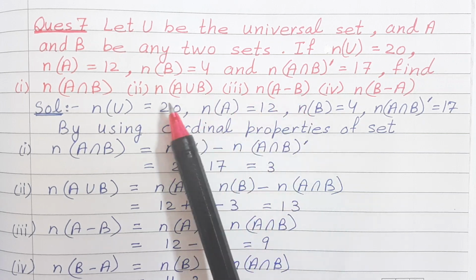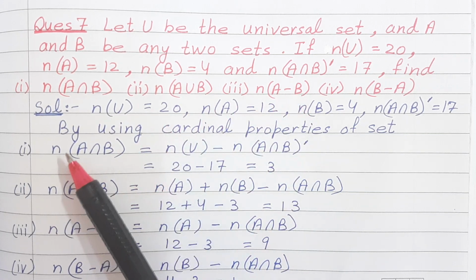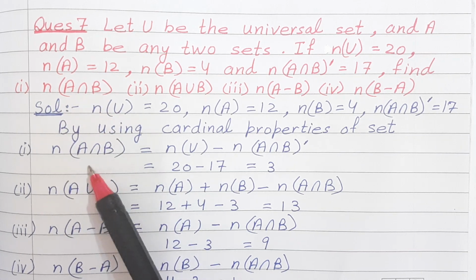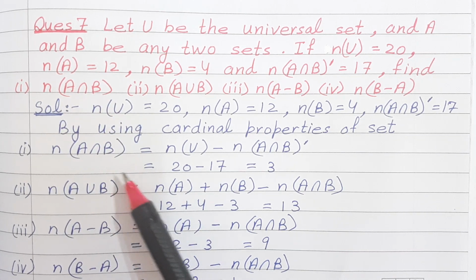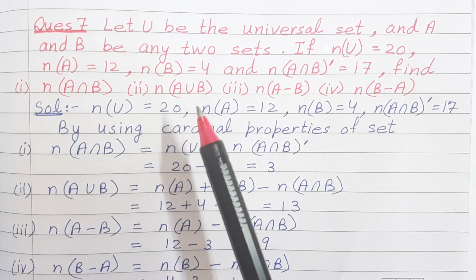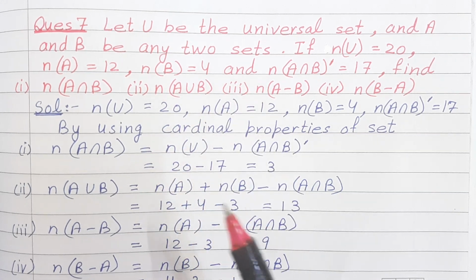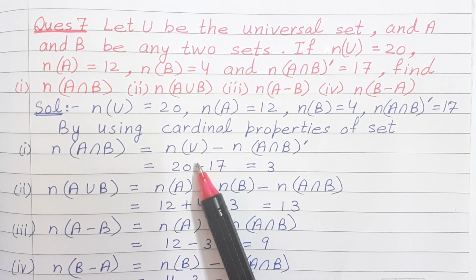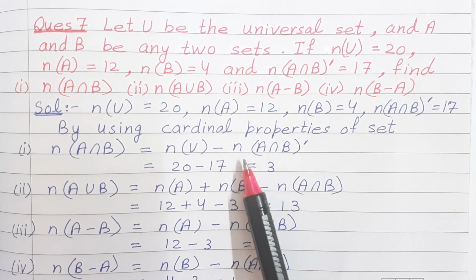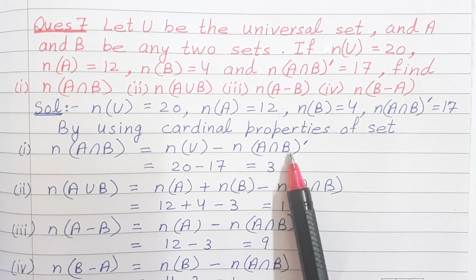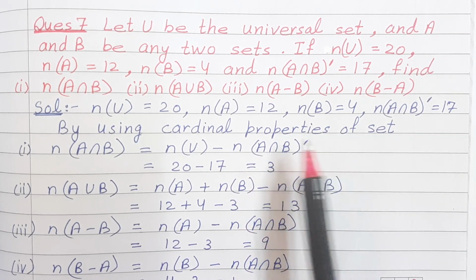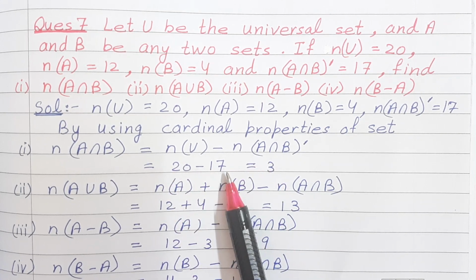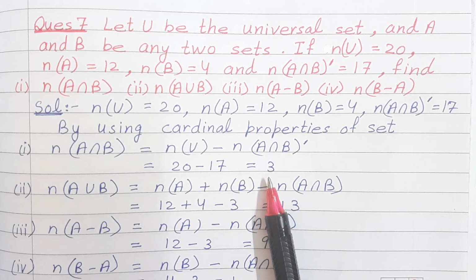Now let's discuss one by one. The first part is the number of elements in A intersection B. Here we will apply the property that we have discussed: the number of elements in the universal set minus the number of elements in (A intersection B) complement. Children, both the values are already given. We just have to subtract the two values. So the answer is 3.